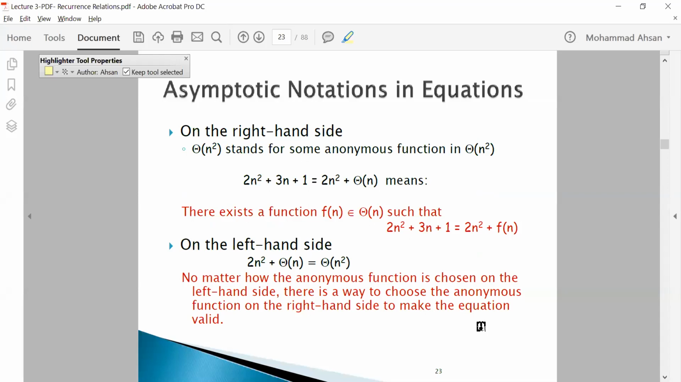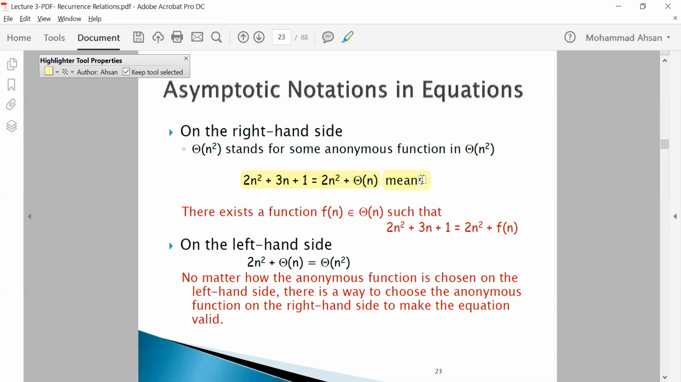Again, still discussing asymptotic notations. When you have an equation like this, you can write it in a shorter form where you just keep the higher degree and keep the lower degree as theta of n. So on the left hand side, you see you have 2n square plus theta of n. And on the right hand side, we are saying it is theta of n square.